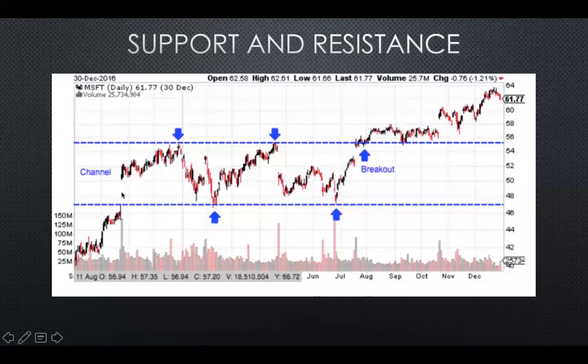Now when a share price moves between these parallel lines, that is, when the share price moves between support and resistance, it is known as a channel. Once the share price breaks the resistance area, that is, breaks this line, it is referred to as a breakout. A breakout is when the price of an asset moves above the resistance area. Also, it is a great indication that people are bullish about the particular stock and the stock might shoot up.